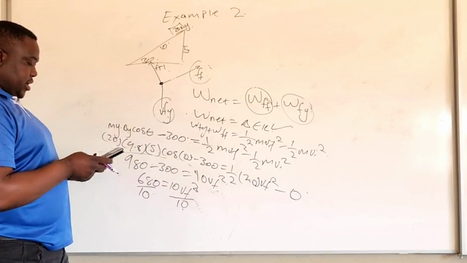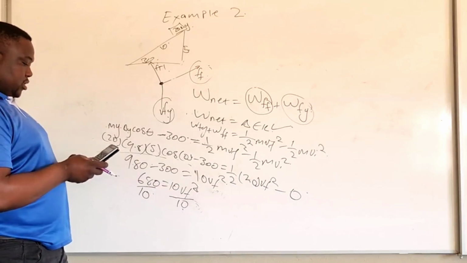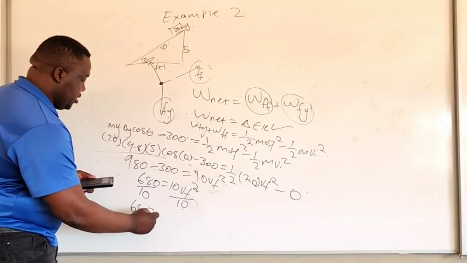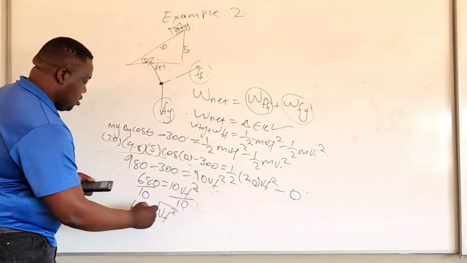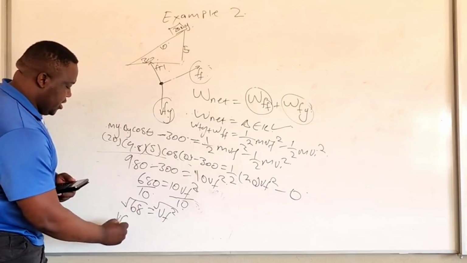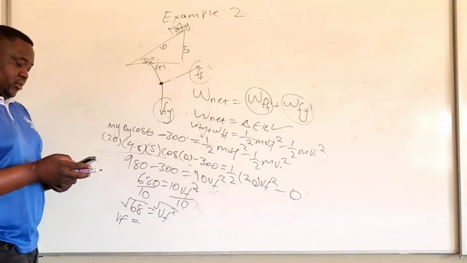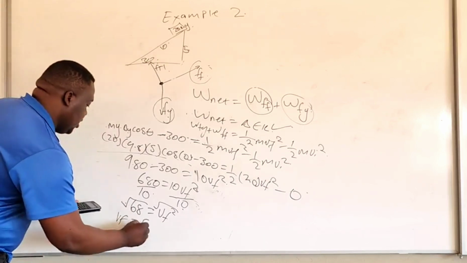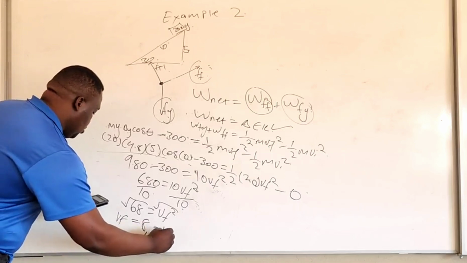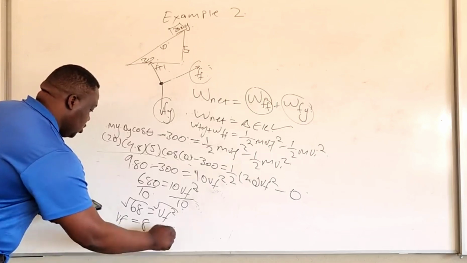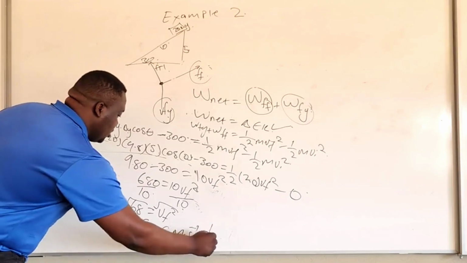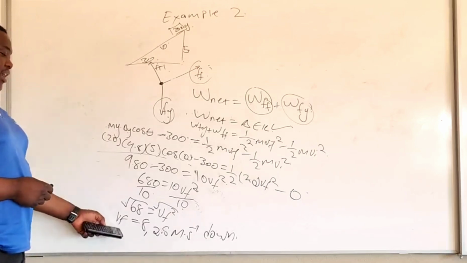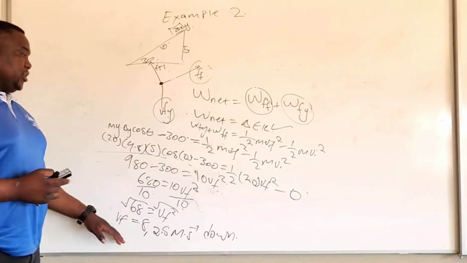Then 680 divided by 10 will give me 68 is equal to Vf square. I square root both sides, then final velocity is equal to the square root of 68, which will give us 8.25 meters per second down. Don't forget to write the magnitude and the direction. That is the velocity at point B.